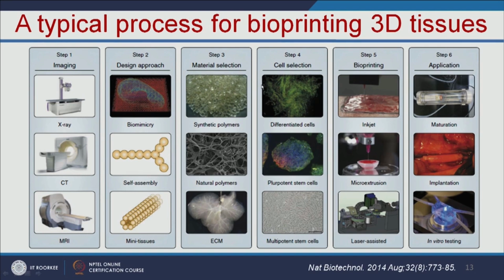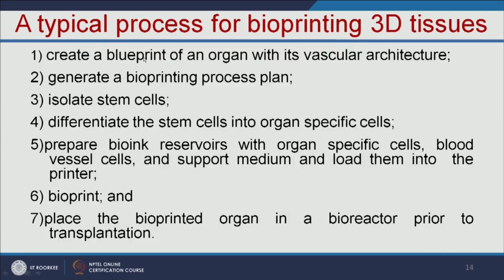Once you have selected the material as well as the cells, you have to bioprint that particular organ using inkjet printing, micro extrusion or laser assisted printing. These techniques I will explain later in detail. Once the organ is printed, it will be placed in the bioreactor and allowed to mature in the presence of chemical and mechanical signals. The organ will be tested in a bioreactor to see whether it is performing its function properly, and then it could be transplanted to the patient. So, let us see the steps in detail.